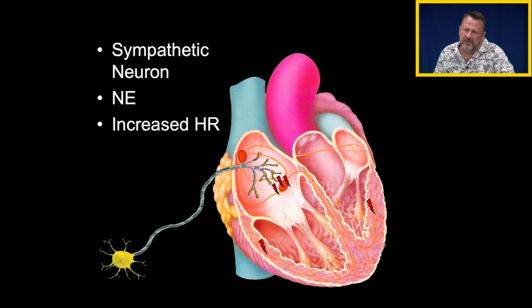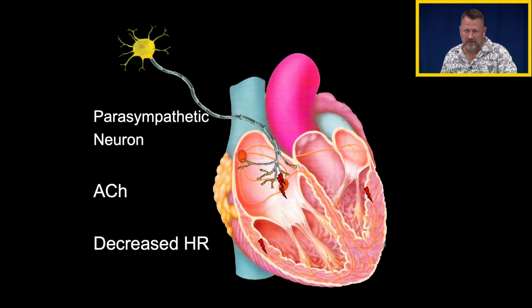The neuron from the sympathetic nervous system will synapse on this pacing system and secrete norepinephrine, increasing heart rate. The parasympathetic neuron coming from the vagus nerve will carry acetylcholine to synapses along the conduction system, slowing heart rate down, slowing the action potential down.